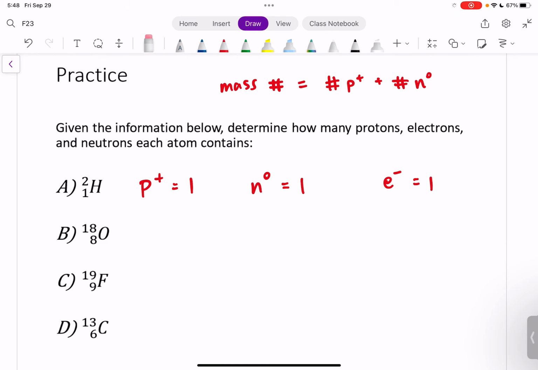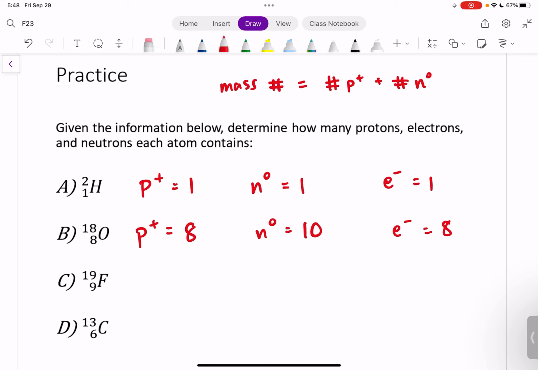Okay, so let's try the next one. Again, P plus equals, N0 equals, and E minus equals. So for P plus, how many protons do we have? Yeah, 8, right? Atomic number 8. If you go to the periodic table and look for the 8th element, you're going to find oxygen. How many electrons then? Yeah, 8, right? It's a neutral atom. I haven't told you that it's not neutral. All right, our mass number is the number of protons plus the number of neutrons. If our mass number is 18 and I have 8 protons, that means I have 10 neutrons.